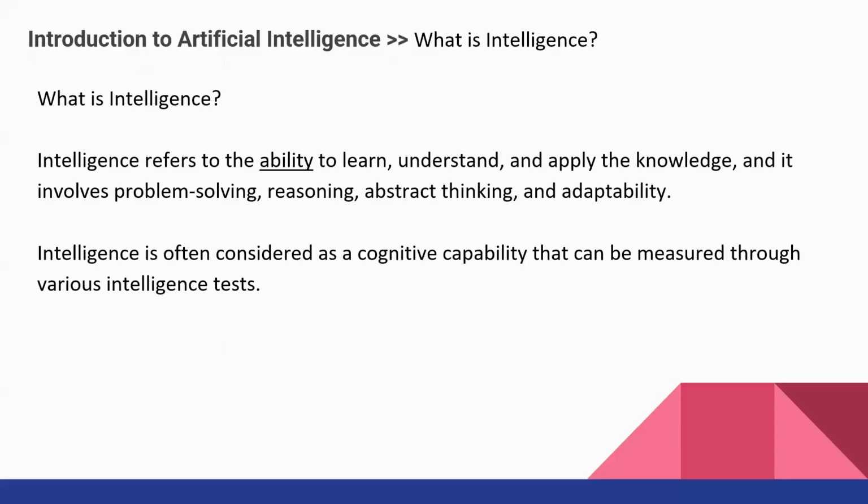So intelligence refers to an ability to learn, understand, and apply knowledge, and it involves problem solving, reasoning, abstract thinking, and adaptability. This is a general definition, okay? But try to think for a while, what is intelligence actually? Intelligence is an ability to solve a problem, think out of the box, think beyond.